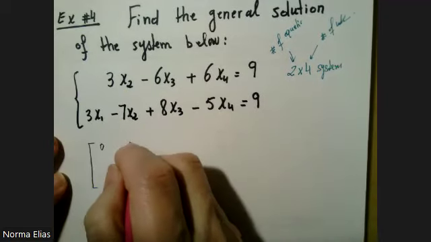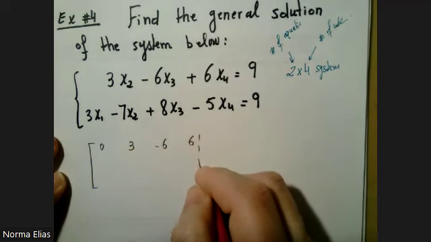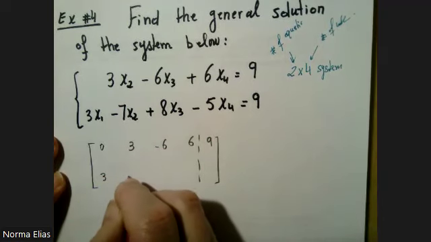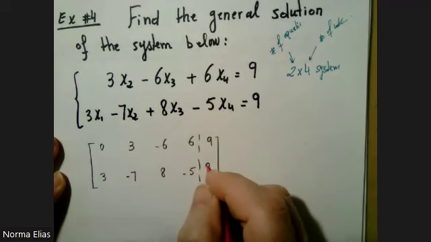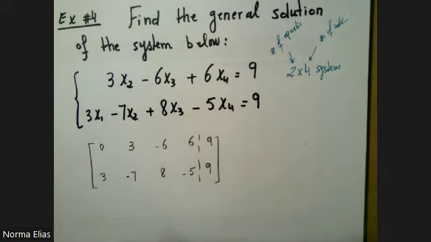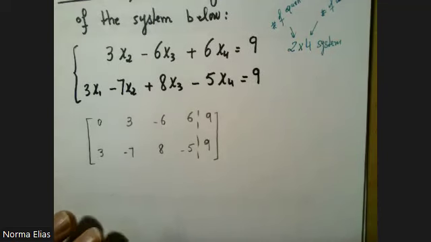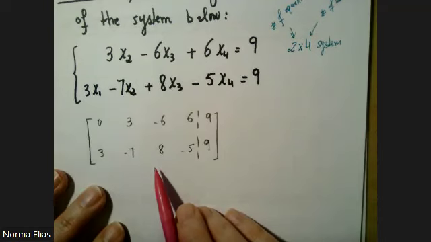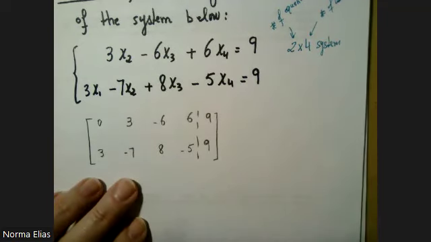0, because there is no coefficient here. 3, minus 6, 6, 9. And a 3, minus 7, 8, minus 5, and 9. And for this problem, we are going to go to the reduced echelon form, not the echelon form. First, we practice this, and it will be easier to solve at the end. All right. You guys will have to tell me which operation I need to do at every step. What will be the first operation you will do?